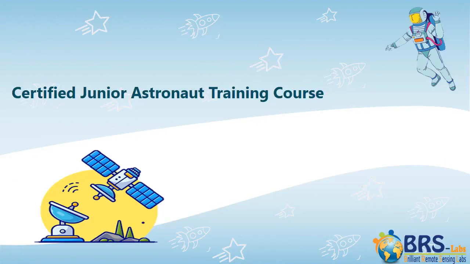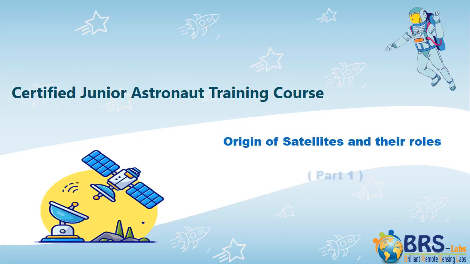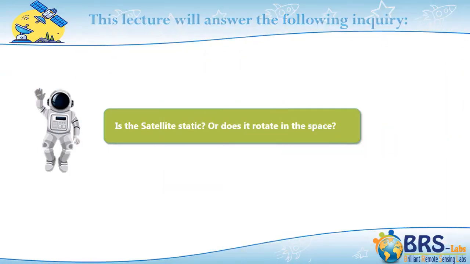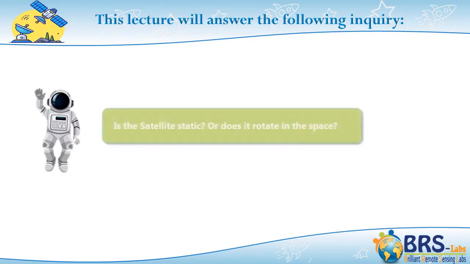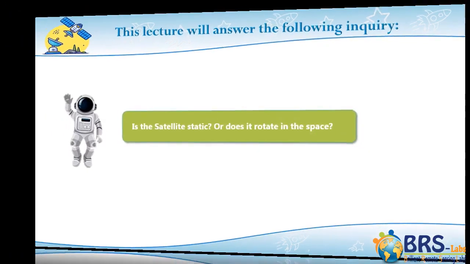The title of this lecture is Origin of Satellites and the Rules, Part 1. This lecture will answer the following inquiry. Is the satellite static, or does it rotate in the space?